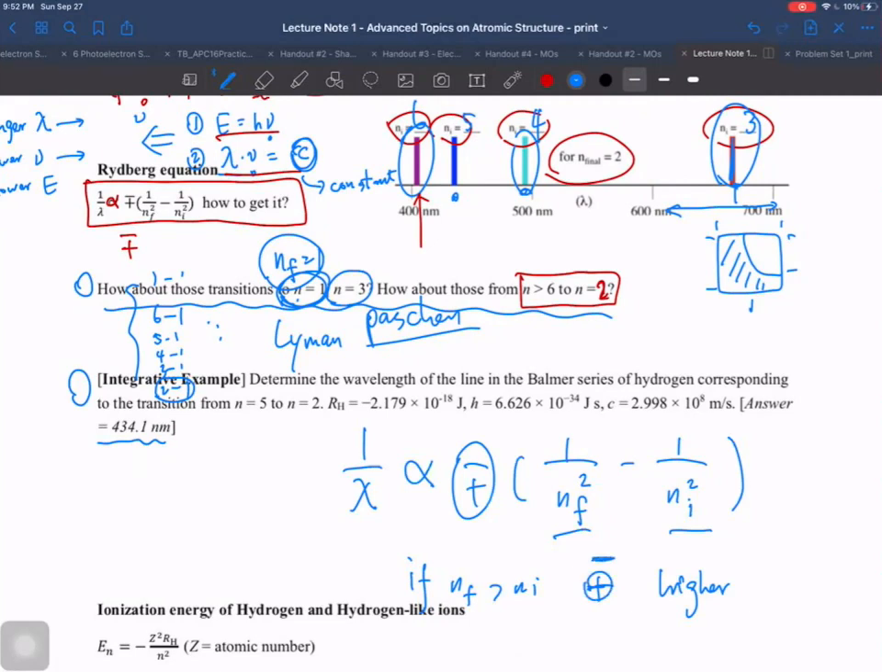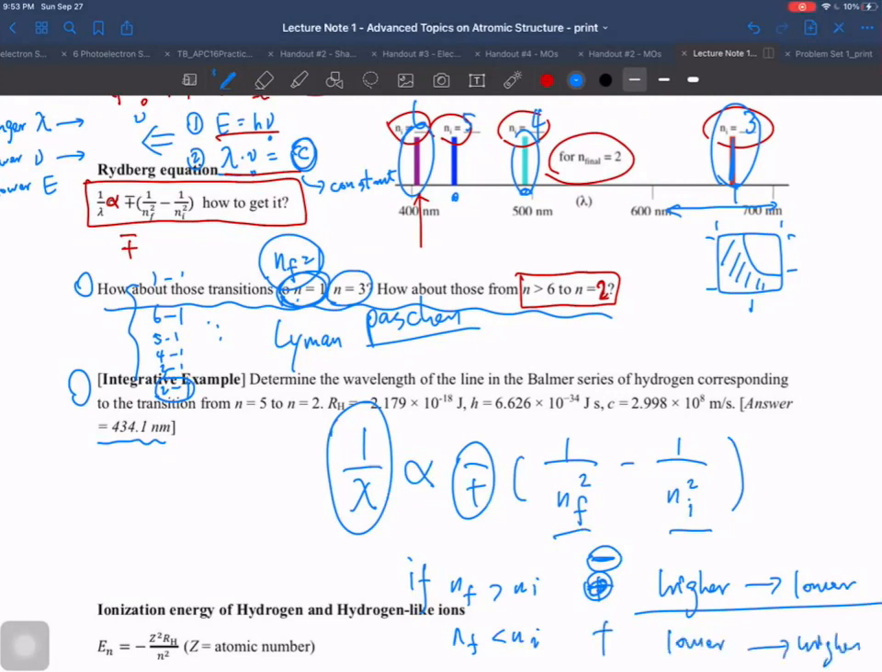It should be negative because it's from higher energy to lower energy. So energy is released, and when energy is released, the delta E is negative. Does this make sense to you? Energy is released, the energy is negative because the system loses energy. So the delta E for the system is negative. This is why you need to add a negative sign to make the energy difference positive, and then you can calculate the 1 over lambda. If nf is smaller than ni, it should be the positive sign because it's from lower energy to higher energy, basically absorbing energy. And when absorbing energy, the delta E is positive.